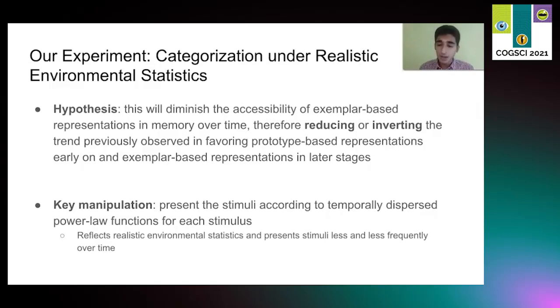Our hypothesis was that simulating realistic environmental statistics in a categorization experiment will diminish the accessibility of exemplar-based representations in memory over time, therefore reducing or inverting the trend previously observed in favoring prototype-based representations early on and exemplar-based representations in later stages. Our key manipulation was to present the stimuli according to temporally dispersed power law functions for each stimulus. This reflects realistic environmental statistics as shown by Anderson and Schuler, and presents stimuli less and less frequently over time.